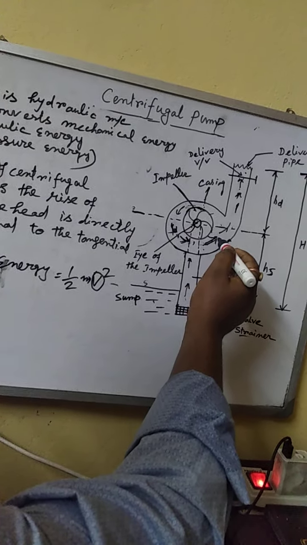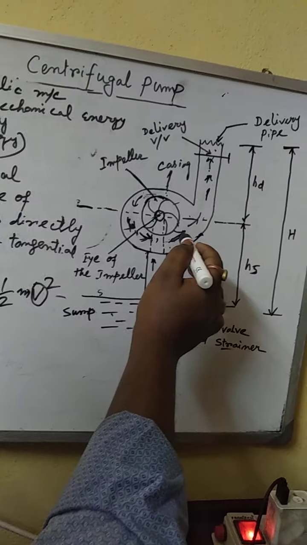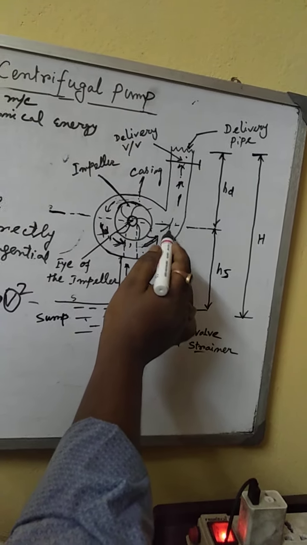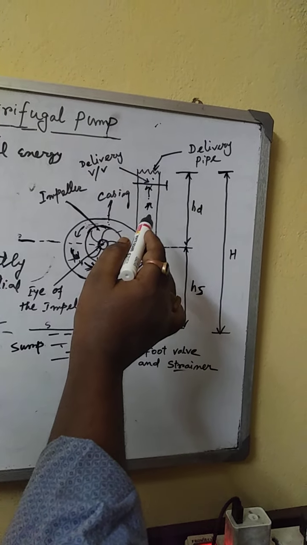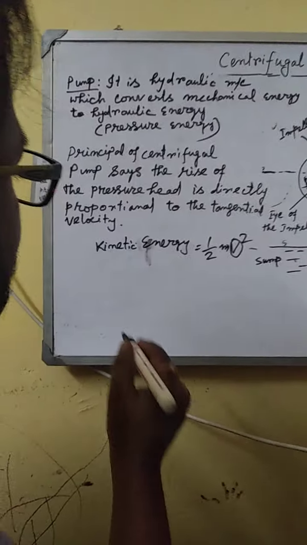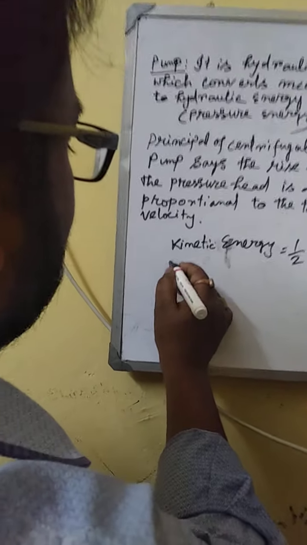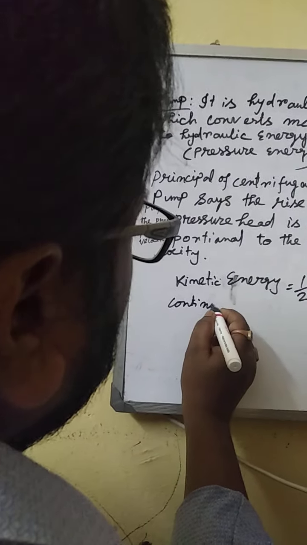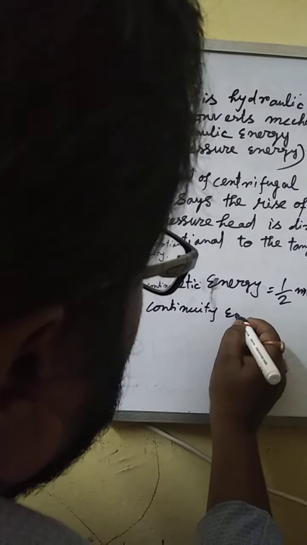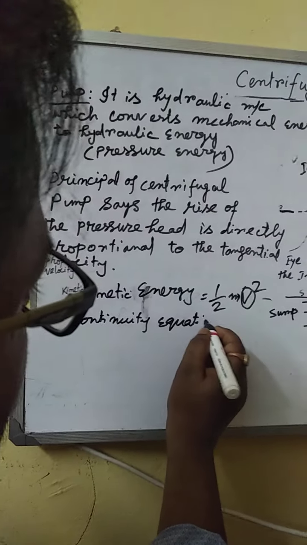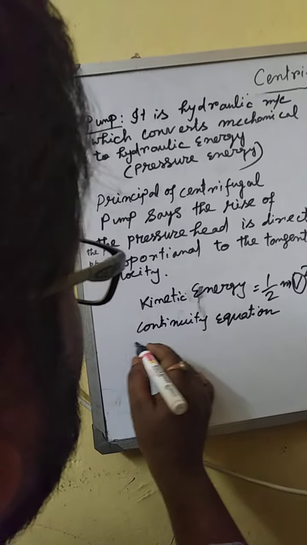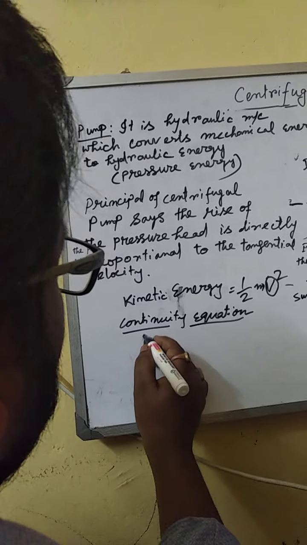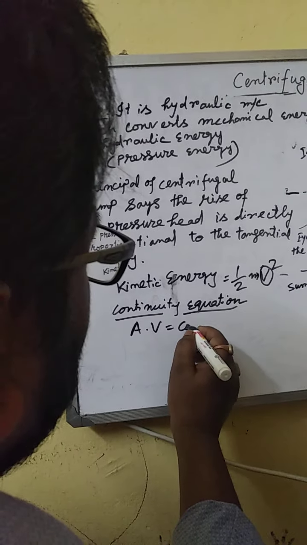So here the energy is the kinetic energy. We previously studied the continuity equation, where A into V equals constant.